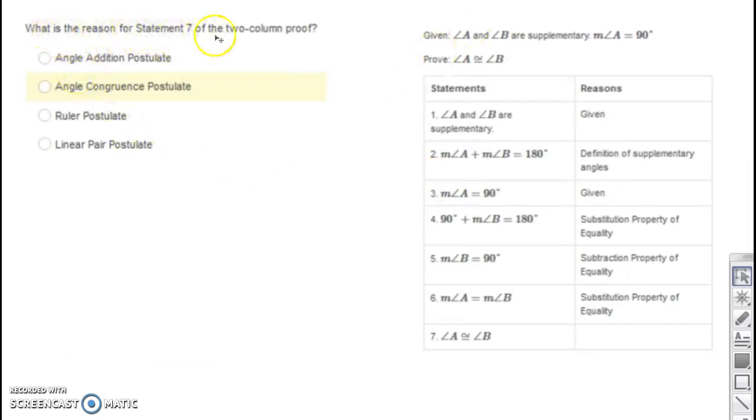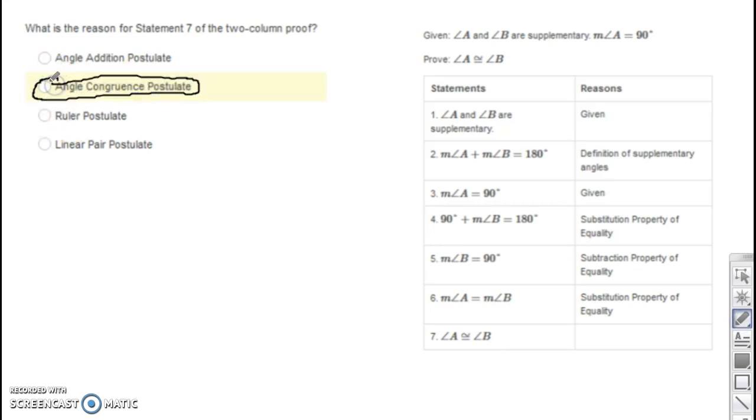It says, what is the reason for statement 7 in the 2-column proof? So we're looking way down here for statement 7. And what we always want to do is look back at what happened prior to that. Prior to that, it says the measure of angle A equals the measure of angle B. And now it says the measure of angle A is congruent to the measure of angle B. We're trying to figure out the reason or justification that if two angles are equal, they're also congruent. And that is called the angle congruence postulate.